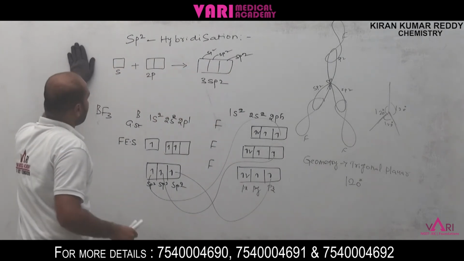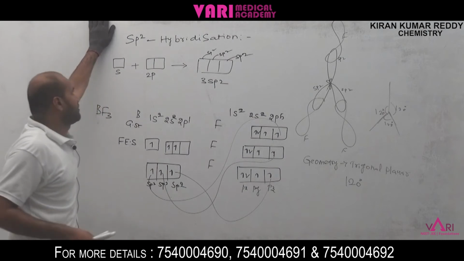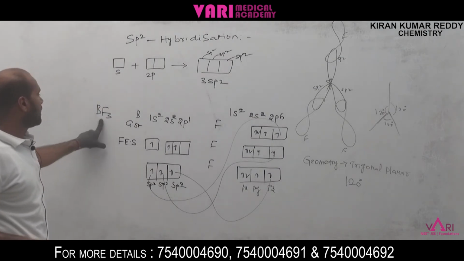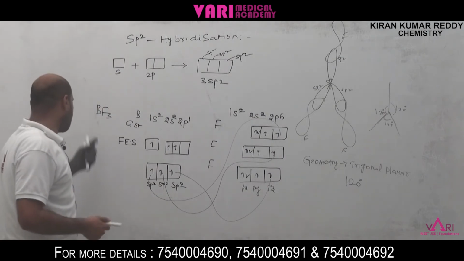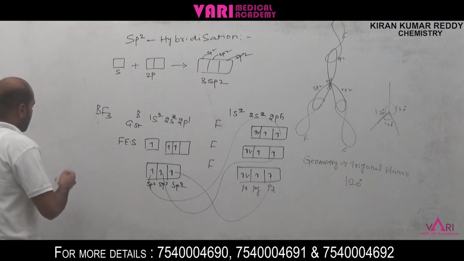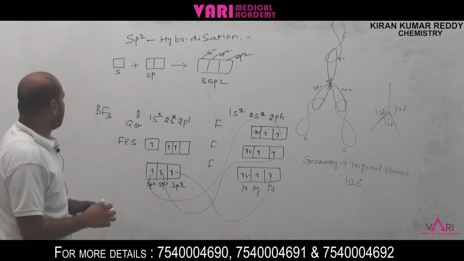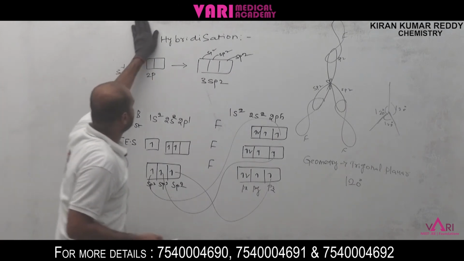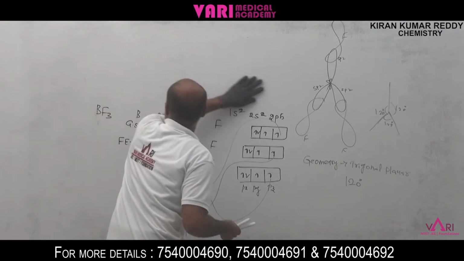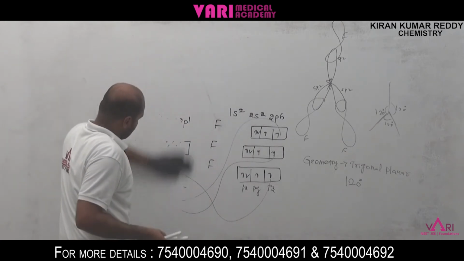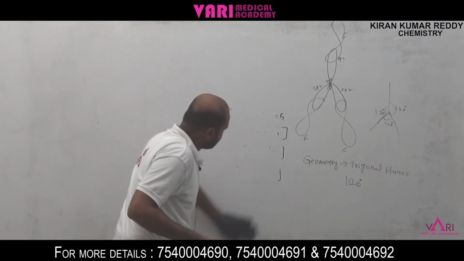Coming to the sp3 hybridization. The sp2 hybridization example is boron trifluoride. If you take, what is the formula? The hybridization formula, later I will explain. Next one is the sp3 hybridization.